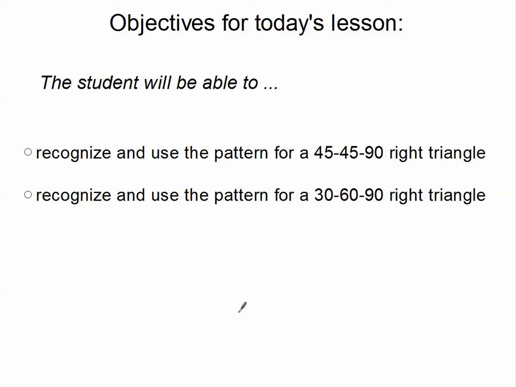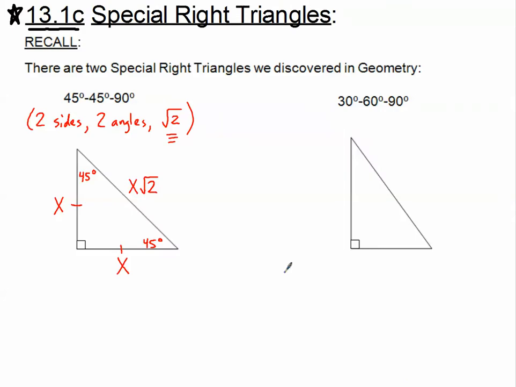In our second tutorial, we will recognize and use the pattern for a 30, 60, 90 right triangle. So the second special right triangle that we discovered in geometry is the 30 degree, 60 degree, 90 degree right triangle. And here's a picture of that.